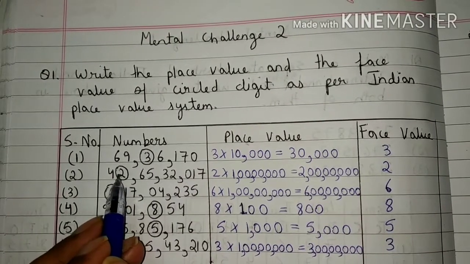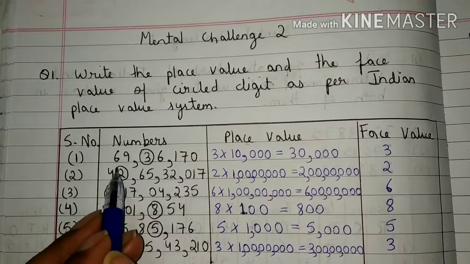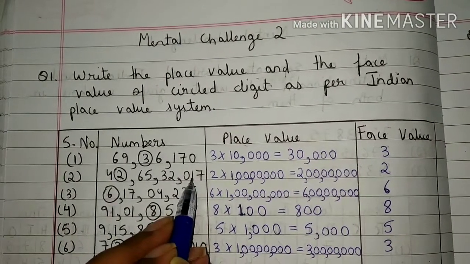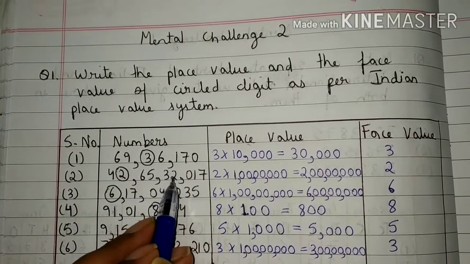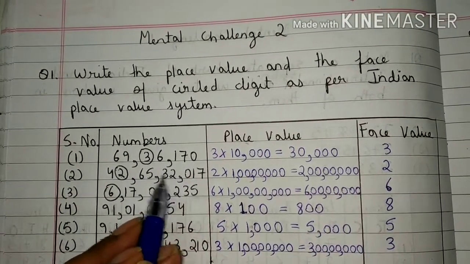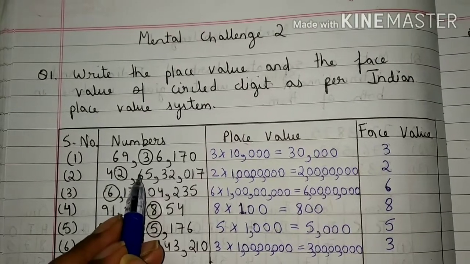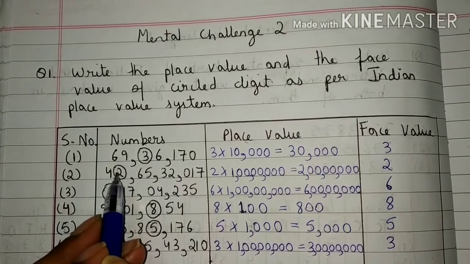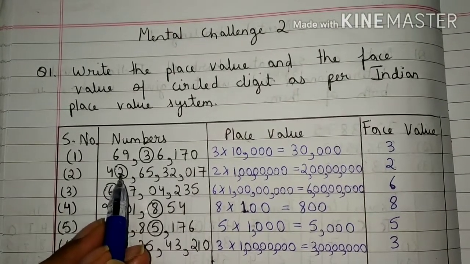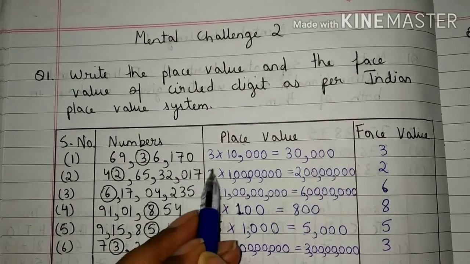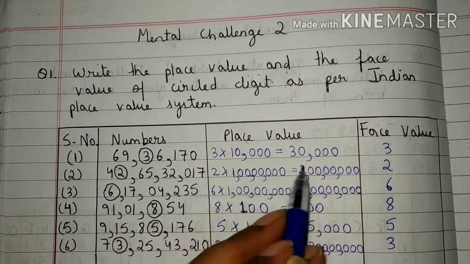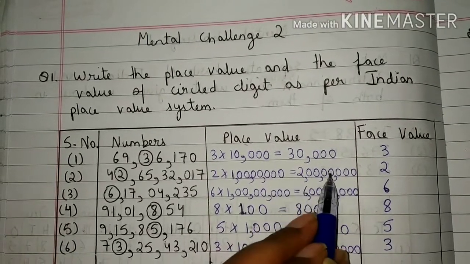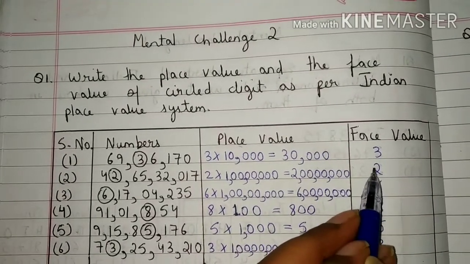Second question. In this question, circled digit is 2. So you have to write the place value and the face value of this 2. Students, this is ones place, tens place, hundred place, thousands place, 10,000s place, lakh place, 10 lakh place, crore place. Students, you can see that 2 is at crore place. So place value of 2 is 2 into 1 crore is 2 crore. Place value of 2 is 2 crore. Face value of 2 is 2.